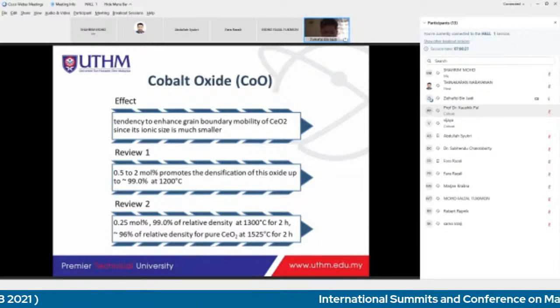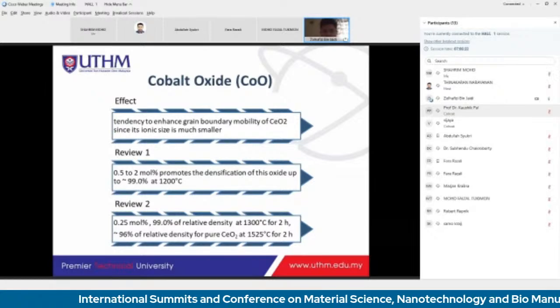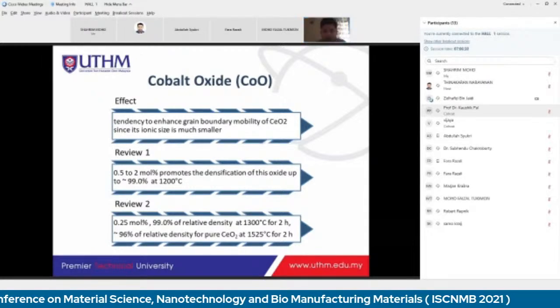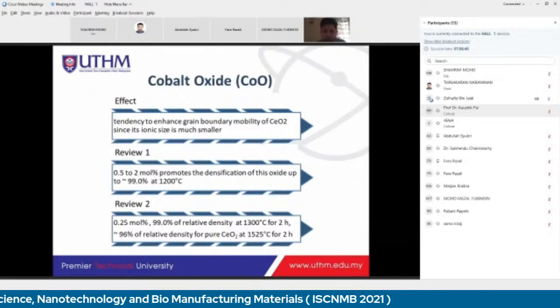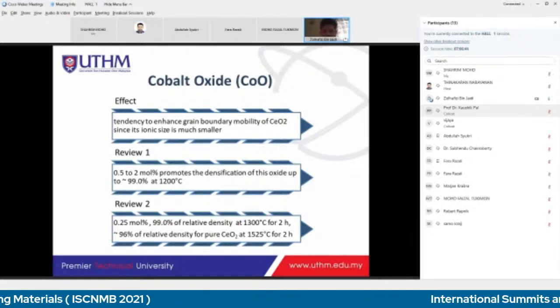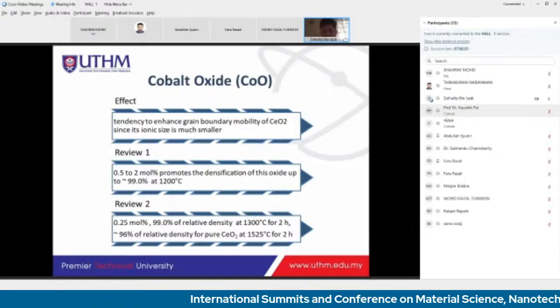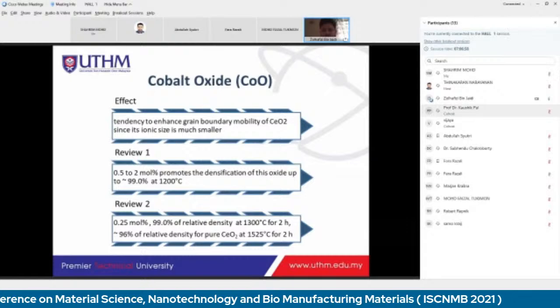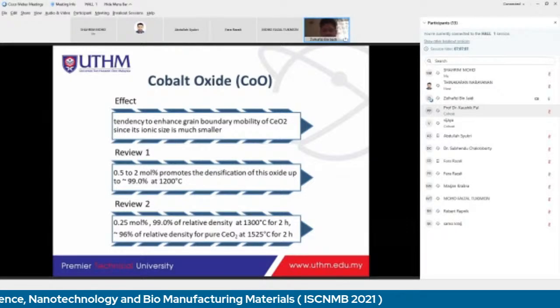at 1,200 degrees Celsius. The second review said that 0.25 mole percent can increase the relative density of cobalt oxide SDC to 99% at 1,300 degrees Celsius for just 2 hours, compared to pure samarium-doped ceria, which has only 96% relative density at a higher temperature, 1,525 degrees Celsius for 2 hours.